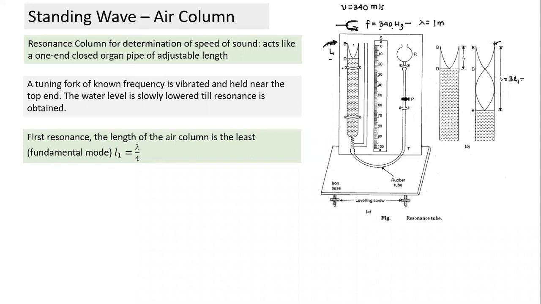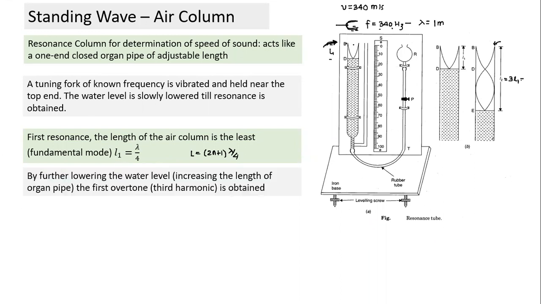And in case of a closed pipe, we know the length is equal to (2n plus 1) lambda by 4. The fundamental mode, L1, is equal to lambda by 4, as you see from the figure. The first resonance will occur when the length of the air column becomes equal to lambda by 4.